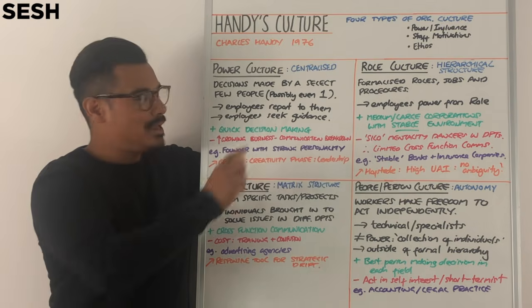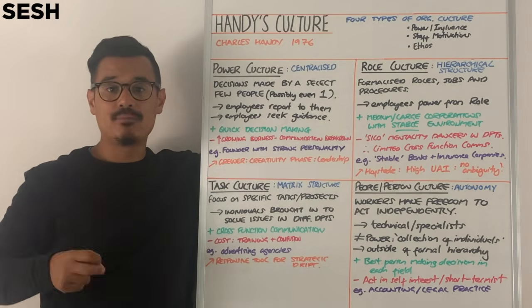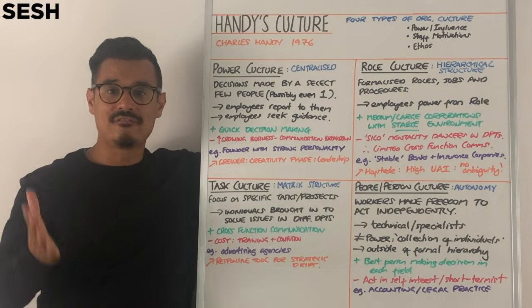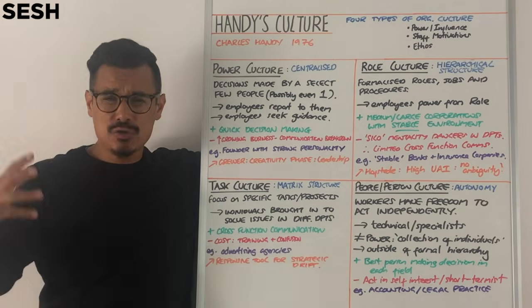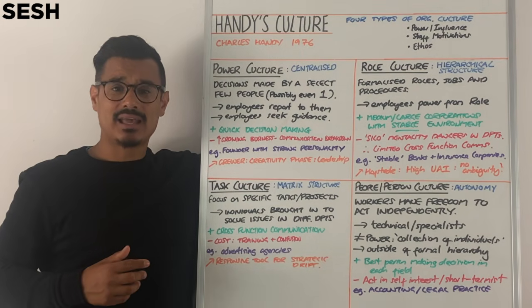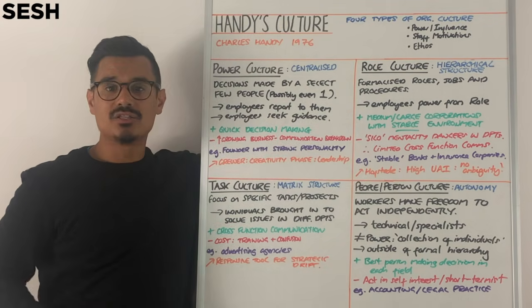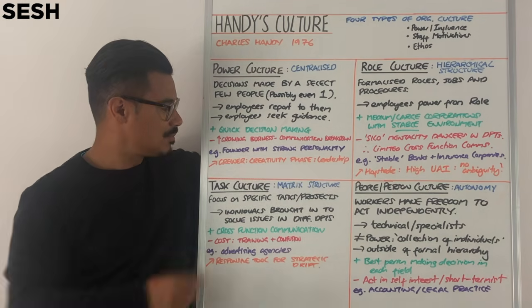Why it's good? Well, it may lead to quick decision making because you only have one or a few people that are making those decisions. However, the problem could be in a fast growing or a rapid growing business that communications might break down in that case, because if the business is growing fast and you've only got one person that's making those decisions, how can they possibly make all the decisions required for a rapid growing business?